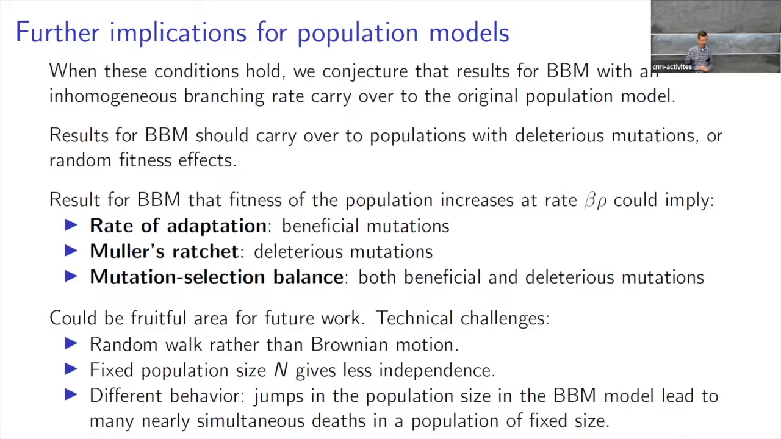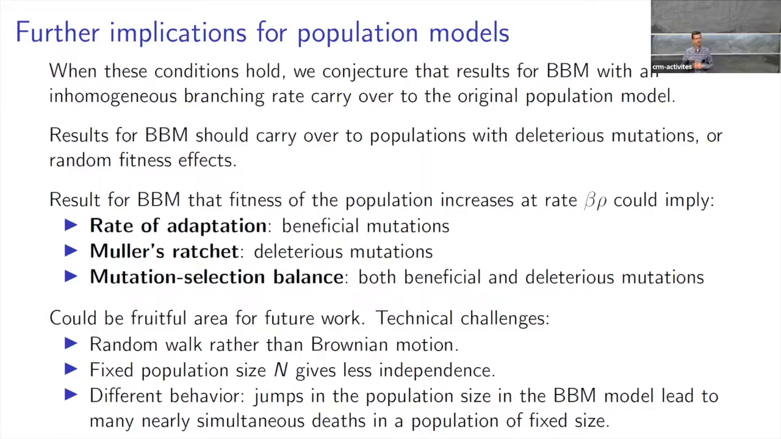So what kinds of implications could this have? Well, we saw that for branching Brownian motion with an inhomogeneous branching rate, the fitness of the population was increasing at a rate of beta times rho. This is the kind of result that one should be able to translate back to the individual-based population model. And in a case of a population model where individuals acquire beneficial mutations, such as the ones that we've been looking at, this should tell us something about the rate of adaptation, or the rate at which individuals acquire new mutations in the model.